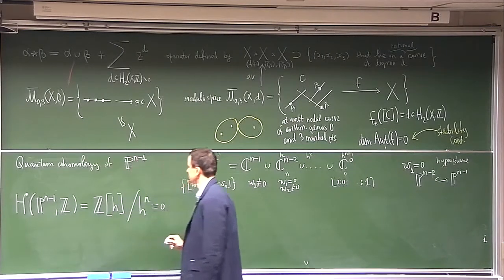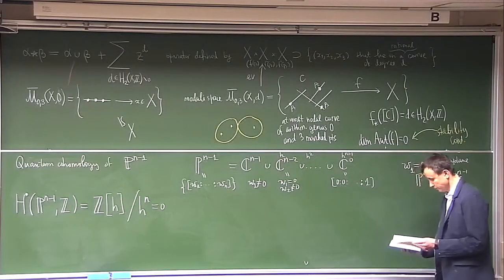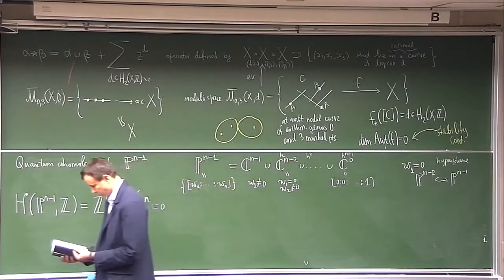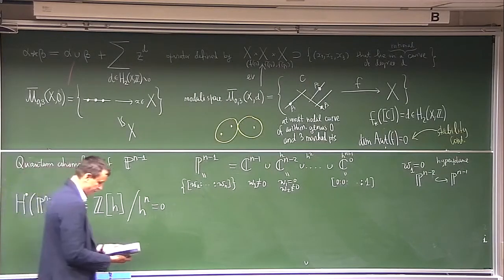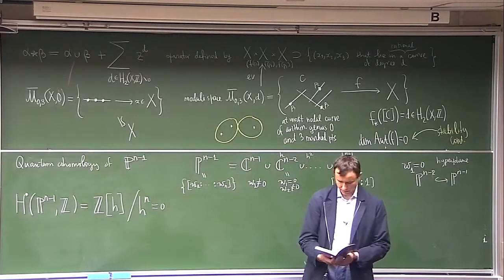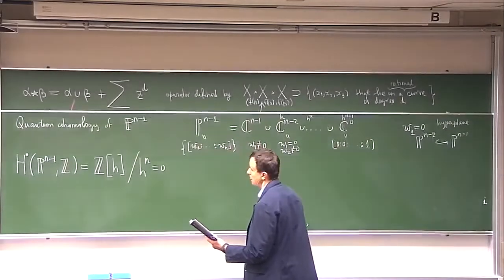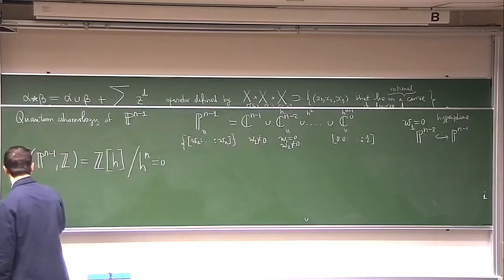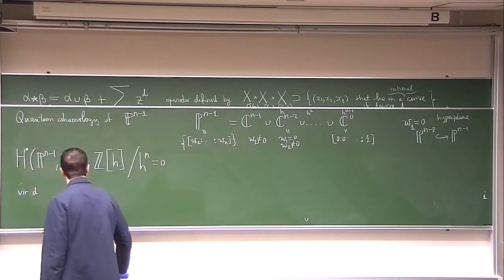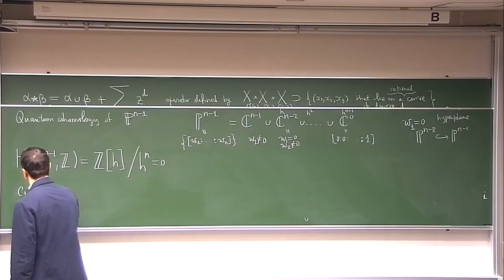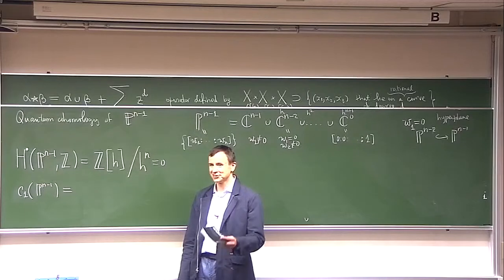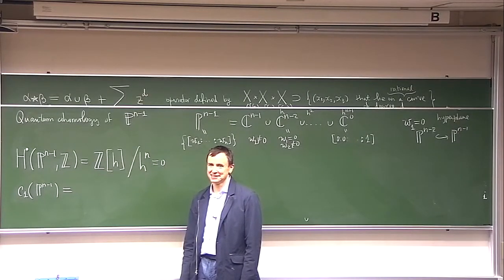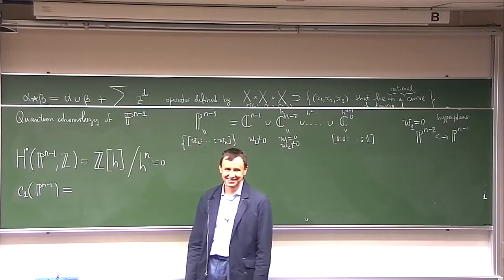Maybe I'll write it. And so now I compute the virtual dimension. What's the first Chern class of Pn minus 1? What is that? Does everybody know? Raise your hand if you know what this thing is. Okay, well let's compute it.